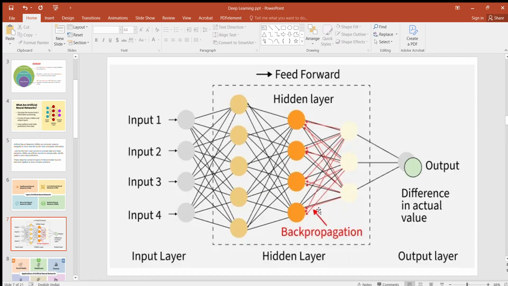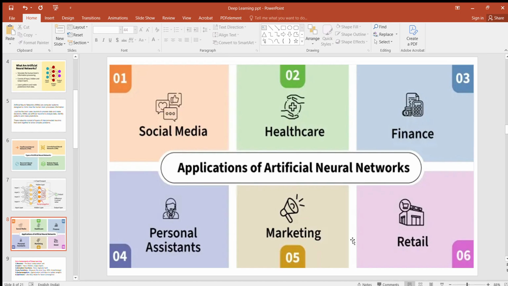So that is the weights. Whatever the expected output to be generated, back propagation plays a vital role. The heart of the artificial neural network is back propagation. You must know back propagation. So here are the applications of artificial neural networks.